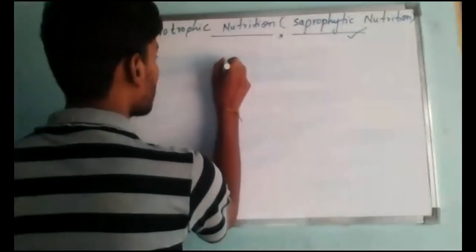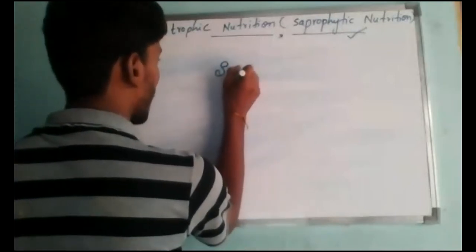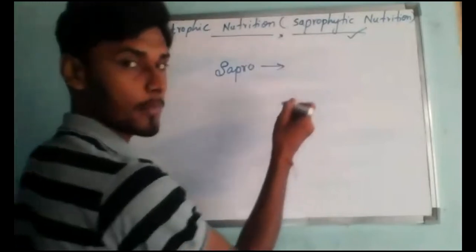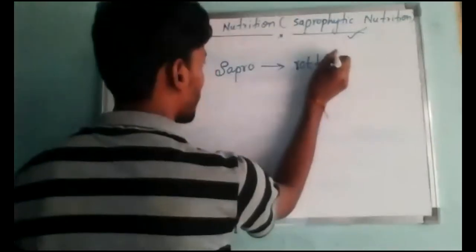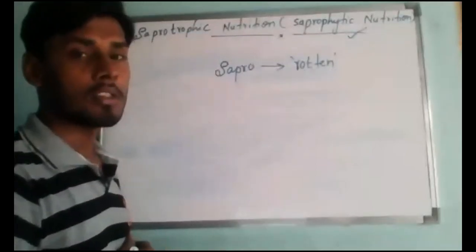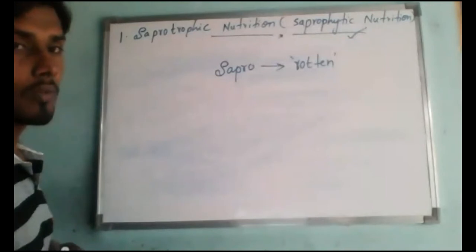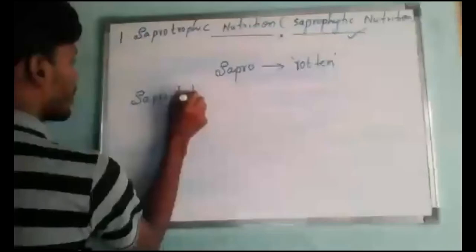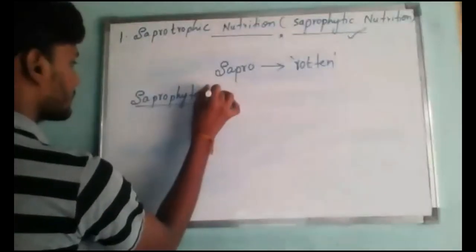Now write down. What is the meaning of sapro? Sapro means rotten. That is the meaning you should remember. Understand? Next, what should we call these organisms? Saprophytes. So all of you keep the heading saprophytes.